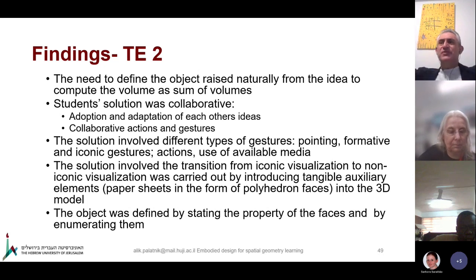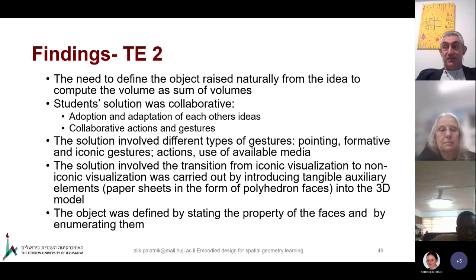Okay, so they continued the exploration, but here I will focus only on this small episode. First of all, we know that the activity of defining does not come naturally to students. But here, the need to define the object was raised naturally from the idea to compute the volume as a sum of volumes. Students' solution was totally collaborative. And we can see it was adoption and adaptation of each other's ideas. They use collaborative actions and gestures.